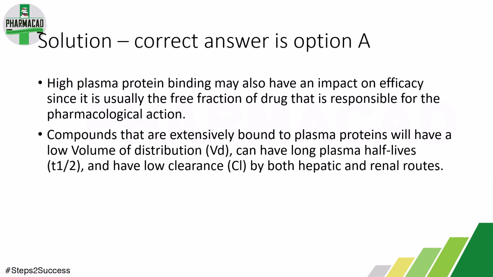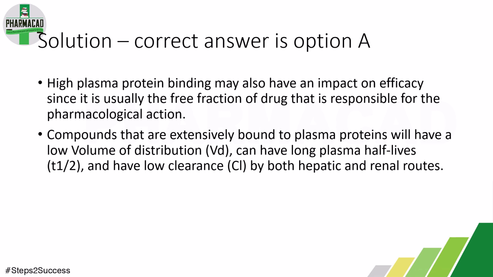Let's understand the solution. High plasma protein binding may also have an impact on the efficacy, and it is usually the free fraction of the drug that is responsible for the pharmacological action. Always remember that key. For example, phenytoin has 99% binding. So 99% of the drug will bind to plasma proteins, and the remaining 1% is responsible for the pharmacological action.